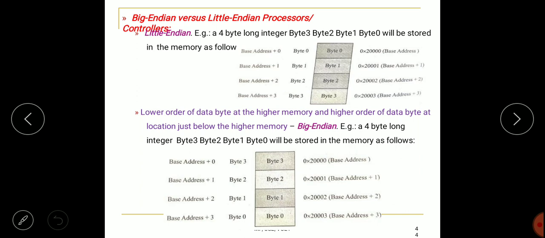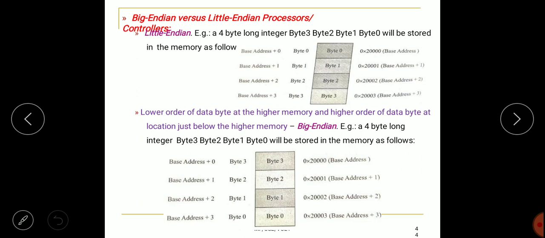So here we were discussing the big endian type of processor. In this type, the higher byte of data will be stored in the lower order address of the memory. Observe in the diagram, byte 3, that is the higher byte of the data, is stored at address 2000. Again, byte 2 is stored at the higher address 2001. That is, the higher byte of data is stored at the lower address. That is the big endian type of processor.